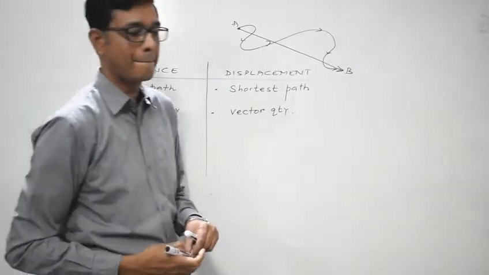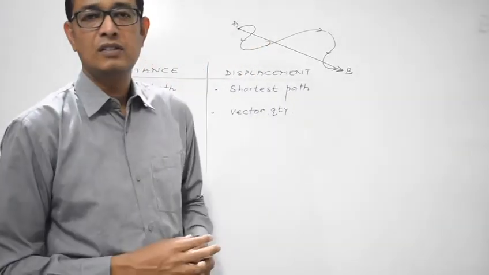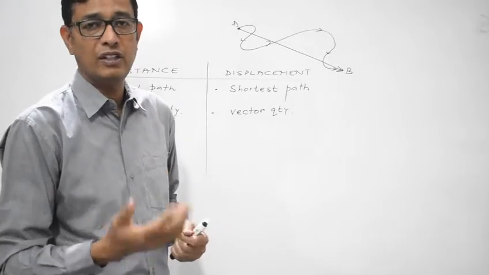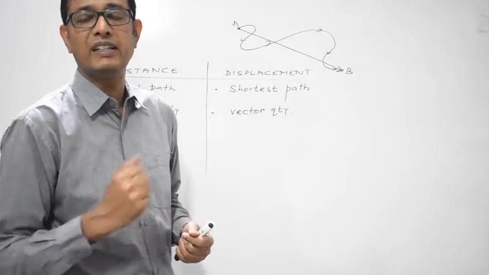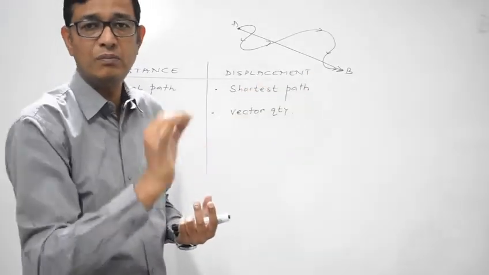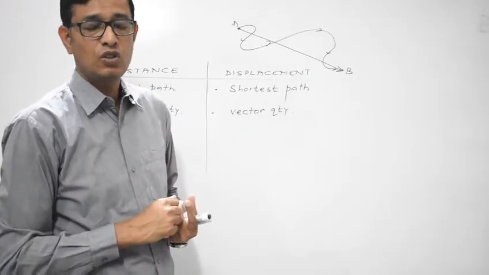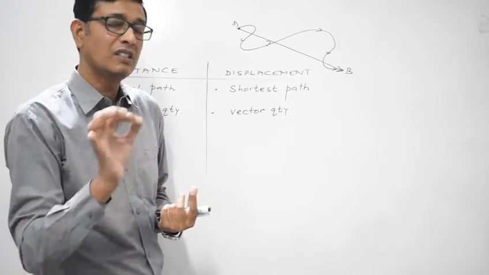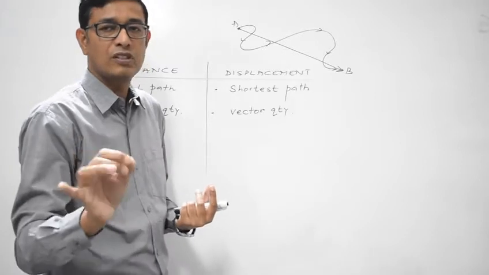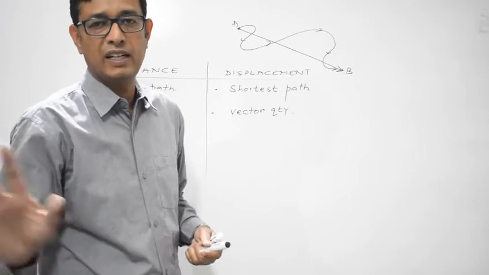Third, distance covered by a body between any 2 points is always having some finite positive value. It can't be 0, it can't be negative. Why can't it be 0? Because the body is in motion, so it must have covered some path. The length of that path is distance. So if the body is in motion, the distance covered by the body can never be 0. It needs to be a positive finite quantity. So distance covered by a body is always positive. It can't be negative, obviously.